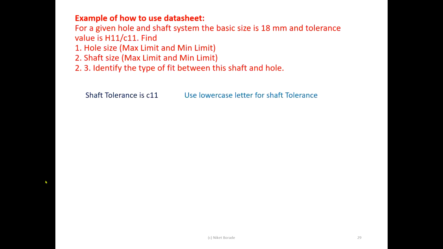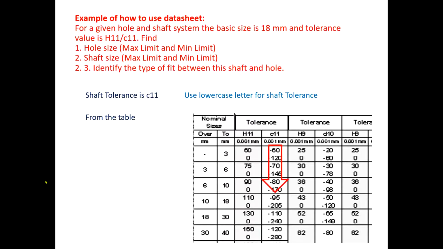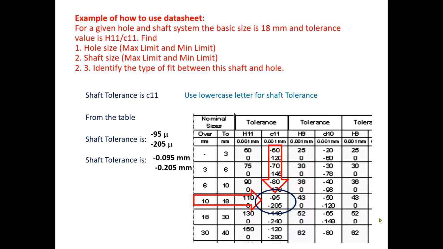Now the shaft tolerance is C11, because it is a lowercase letter. From this table, we use C11. So here we should find the shaft tolerance value, in the C11 column and the 10 to 18 row, because 18 is the basic size. These are the shaft tolerances, and they are in microns. The upper value is minus 95 microns and minus 205 microns is the lower value of the tolerance. If I convert it into millimeters, because I want to add it to the basic size and they should be in the same unit, this is minus 0.095 millimeters and minus 0.205 millimeters.